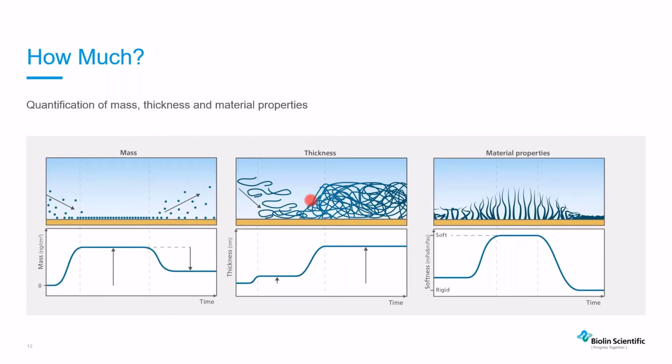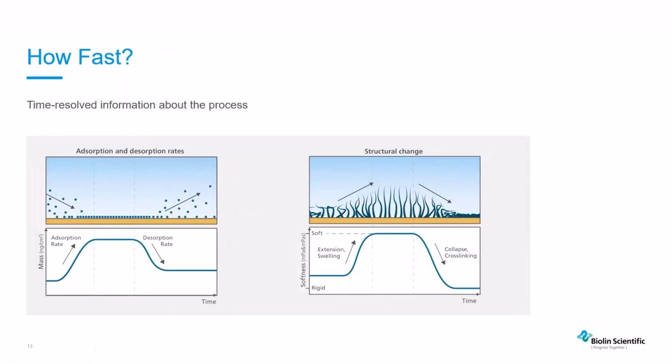In the second example, we have a buildup of polymer layers, first layer and second layer, so we can follow the thickness as a function of time. And in the last example, we follow the softness or the viscoelastic properties as a function of time, going from more rigid to more soft to more rigid again, swelling and collapse of polymer layers. And here I would also like to illustrate that you can get the adsorption rate, desorption rate, extension or swelling rate, and cross-linking rate as well, since it's a time-resolved, real-time measurement.